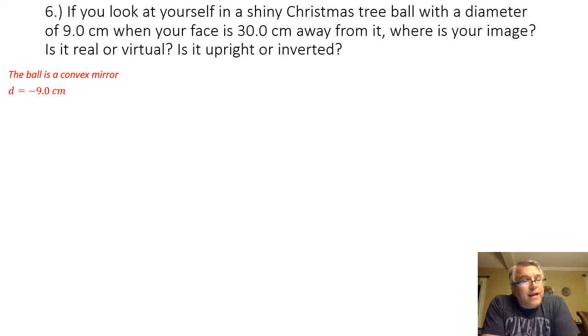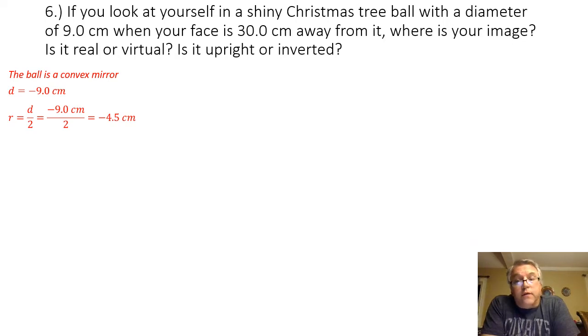If the diameter is 9 centimeters, the radius of curvature of the mirror or the Christmas tree ball is going to be half the diameter. So 9 centimeters divided by 2 is going to give me negative 4.5 centimeters. And because the center of curvature is going to be behind the mirror because it is convex, that is why we have a negative sign in front of the diameter and the radius.